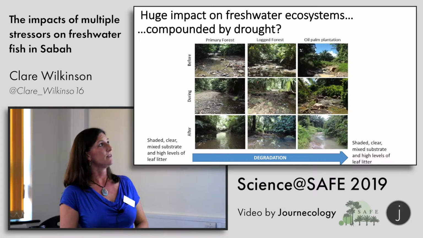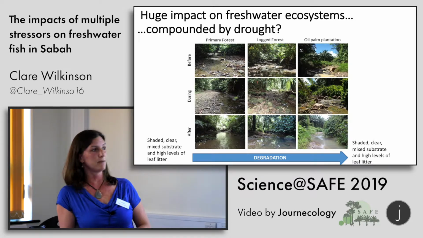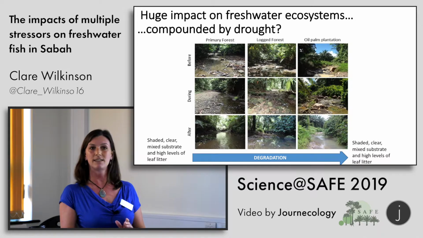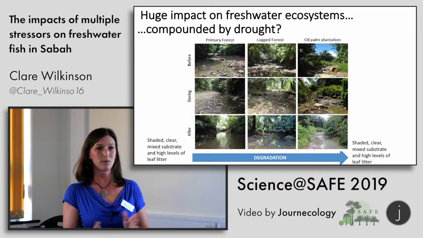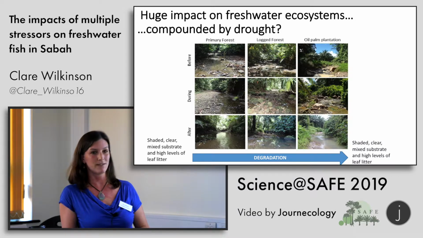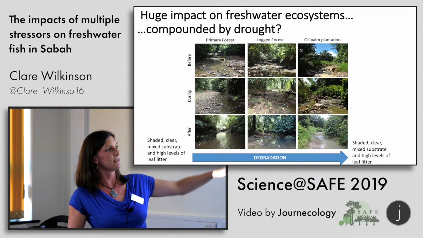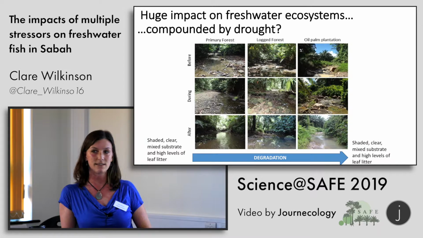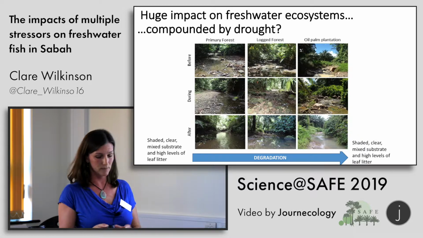So moving on, I also wanted to look at how the El Nino drought in 2015 and 16 interacted with land use change, and assumed that the impacts of the drought would be more exacerbated in more degraded ecosystems. And you can see that during the drought, the streams essentially dried to a series of disconnected pools, so sort of concentrating all the species into a much smaller area.